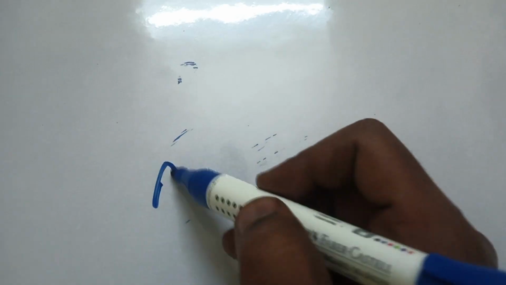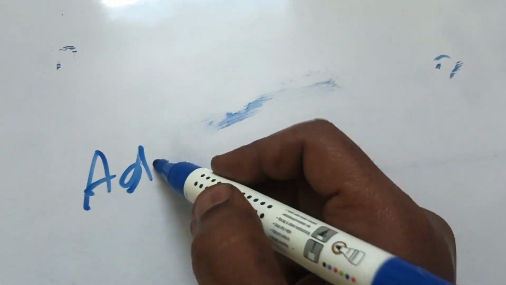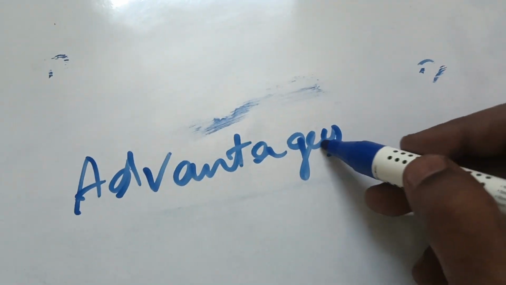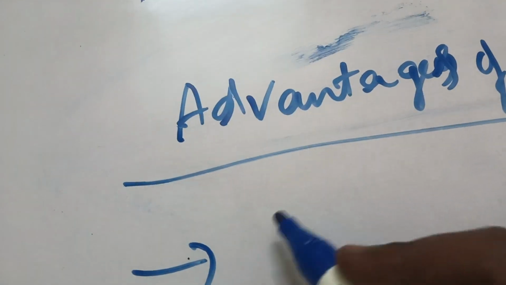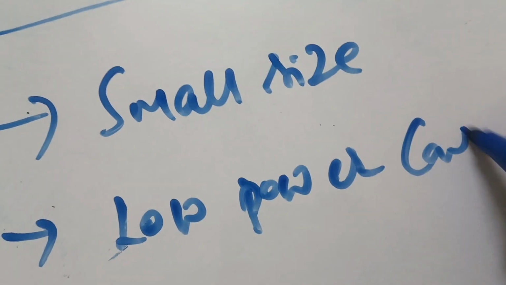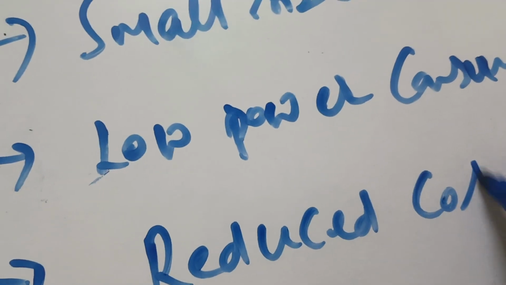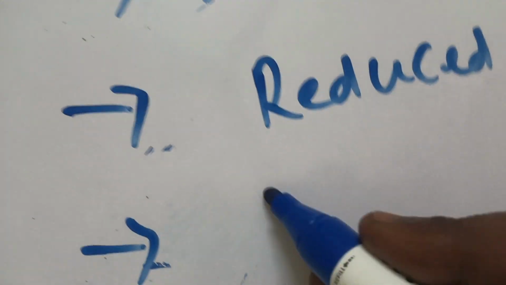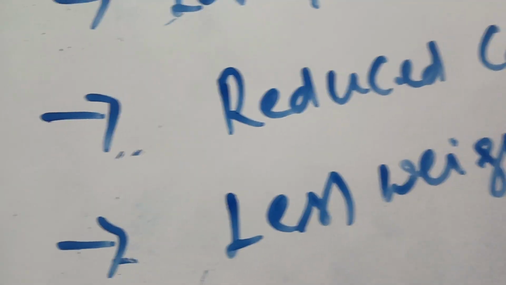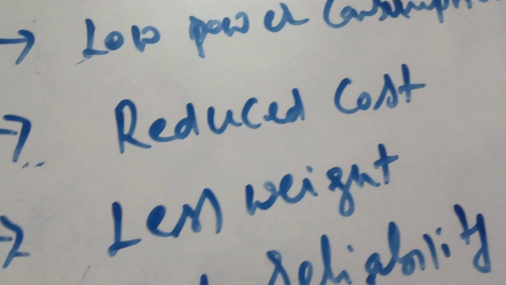Next is advantages of ICs. Here: small size, low power consumption, reduced cost, less weight, high reliability, etc. This is a very quick revision video. These are the advantages of ICs: small size, low power consumption, reduced cost, less weight, high reliability.